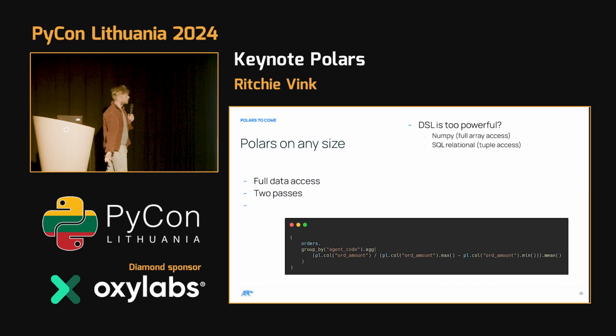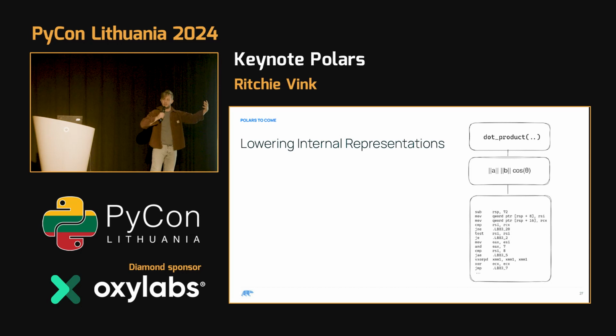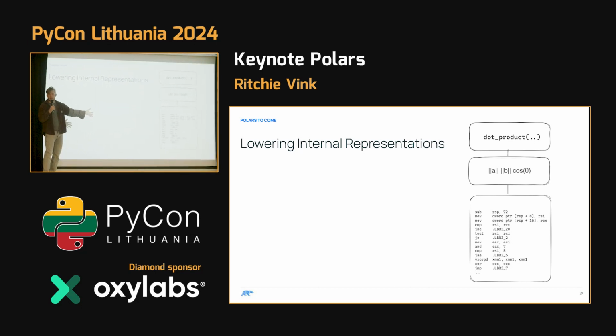So is the DSL too powerful? Because we have NumPy with full access to arrays, but in SQL you only have tuple access, relational access. I say it's not too powerful. I think that's how we think about data frames and how we want to think about them. But we need to solve a problem to make this full data access work agnostically. And a thing about this is, we see this in programming all the time. We have high-level abstractions in which we can do stuff that the lower level doesn't know about. There is no dot product in assembly, right?